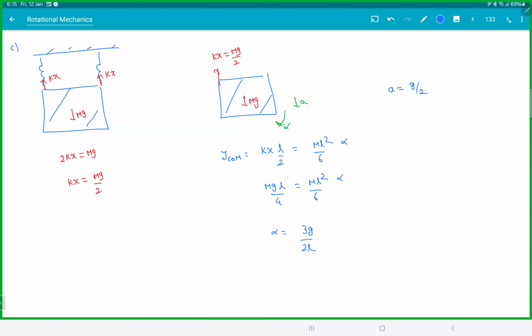So I can write a statement here. Just after cutting, the spring force does not change. Clear? Next one.